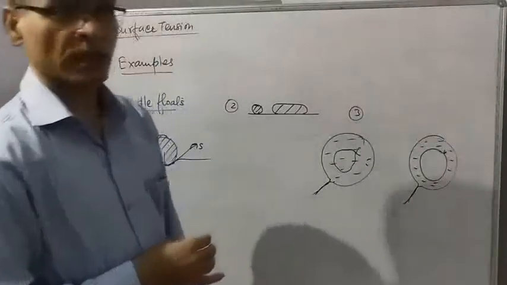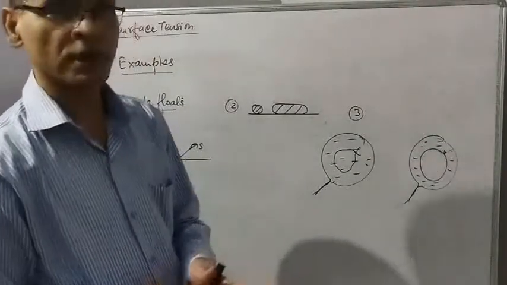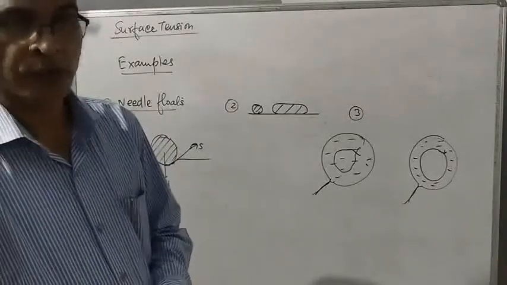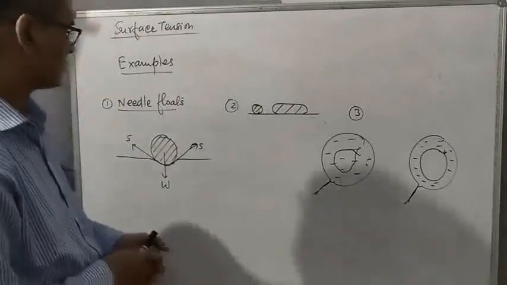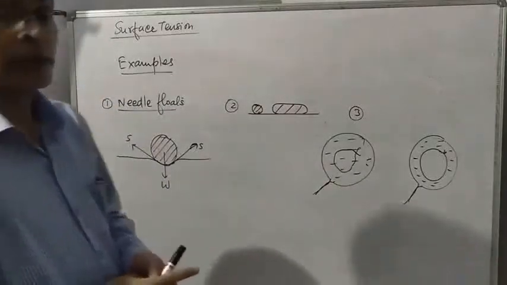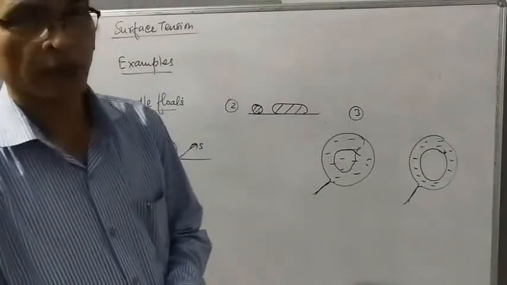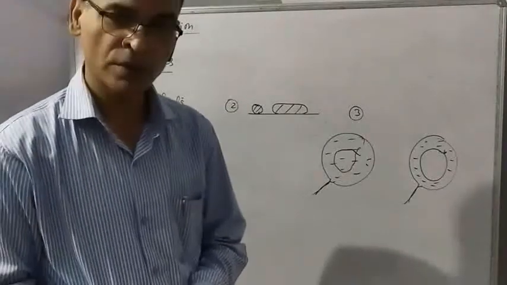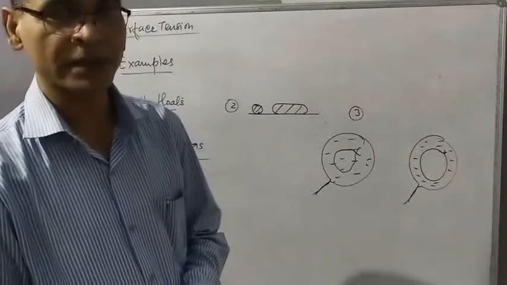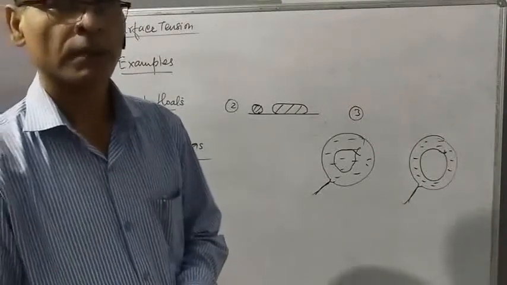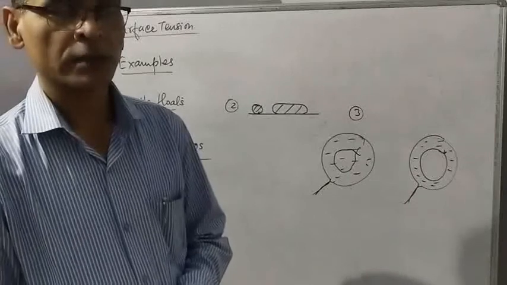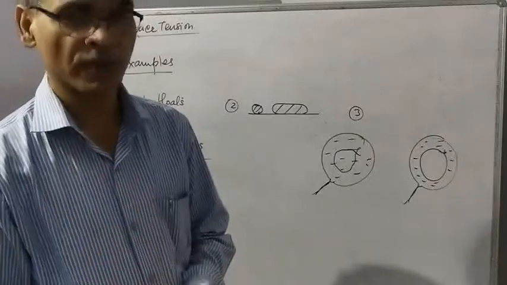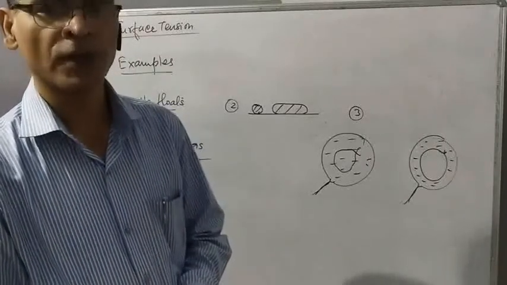Students, now let us understand some examples. These examples are interesting, and they will help you better understand the concept of surface tension. You know that needles are made of iron, whose density is much more than the density of water. And you also know that a material of high density sinks in water. But if you delicately and carefully keep a needle on the surface of water, it is found to be floating.